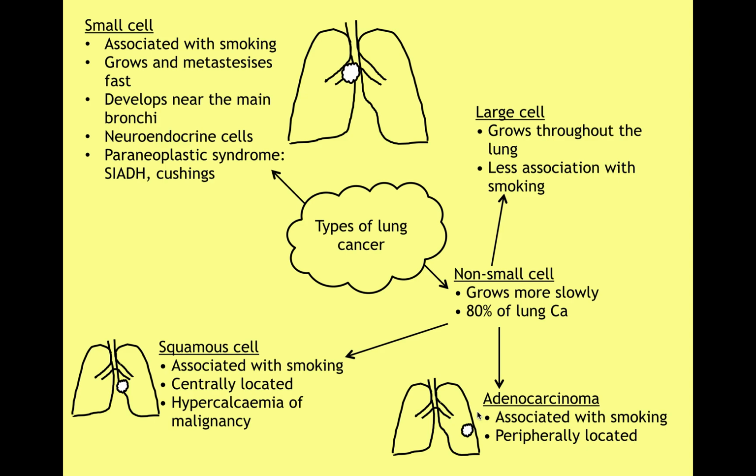The other type is non-small cell lung cancers, so they grow more slowly and they account for about 80% of the lung cancers, and they're split into different types as well. Large cell grow throughout the lungs, and they're less associated with smoking than the other types of lung cancer. Squamous cell is definitely associated with smoking. It generally develops in the centre near the middle of the lung, and it can also cause paraneoplastic syndrome of hypercalcemia in malignancy. So again, look out for symptoms of hypercalcemia and consider squamous cell. And lastly, adenocarcinomas are more peripherally located, and they're also very much associated with smoking.